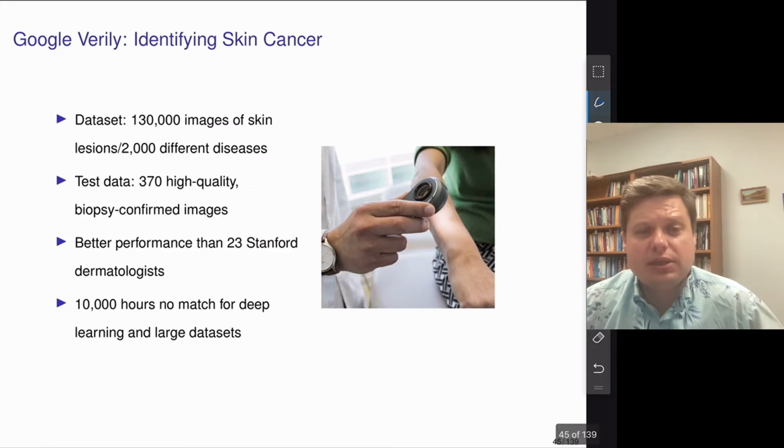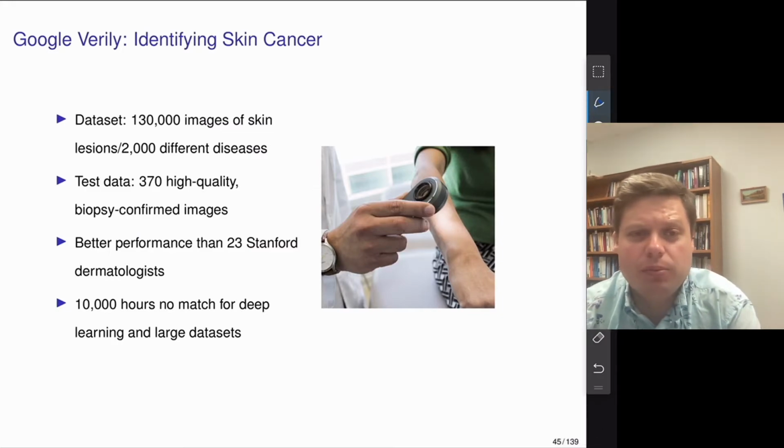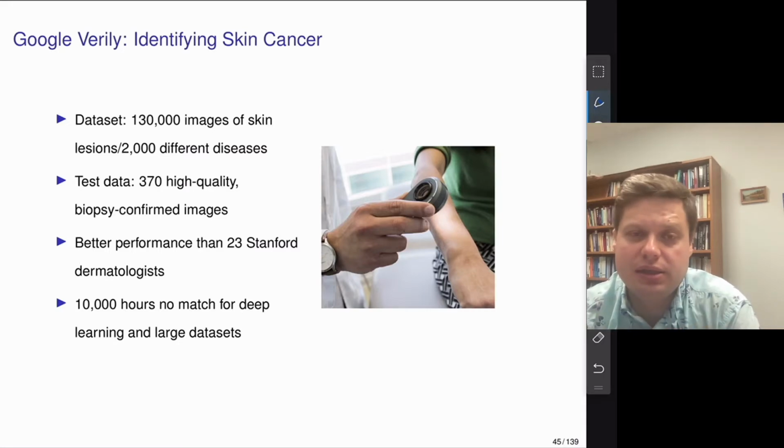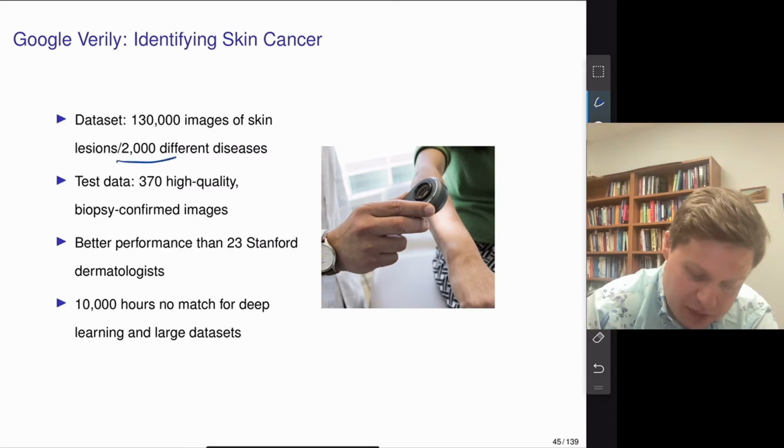But let's maybe look at more important examples of image processing. We're back to the problem of classification, identifying skin cancer from an image. Google Verily is the healthcare unit of Google. They had this data set of 130,000 images of skin, and they had 2,000 different diseases. So those are the number of the labels.